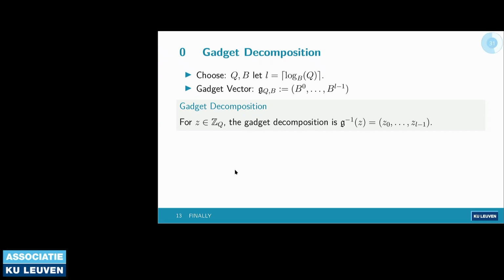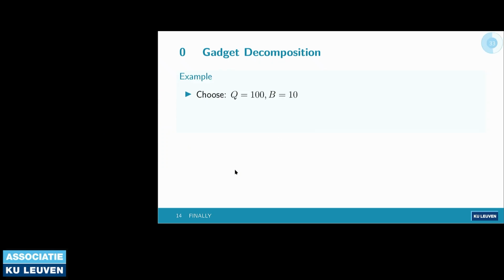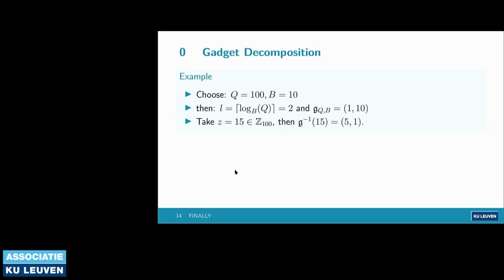So, of course, this is invertible. If you gadget decompose something and then multiply it by your gadget vector, voila, your number again, as if by magic. So as an example, if we choose our modulus to be 100, we choose our base to be 10, then the length of your vector is obviously 2, and your gadget vector is then 1 and 10. So if we take 15, we gadget decompose it, then we get 5 and 1 because that's the order our vector ends up in. Very simple.